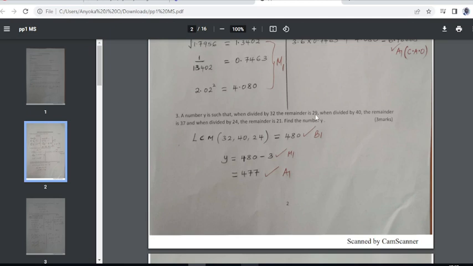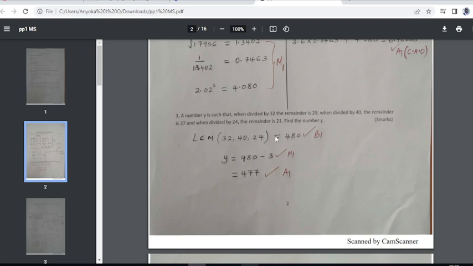What is the difference between the two? 32 and 29, 3. When divided by 40, the remainder is 37. The difference between the two, 40 and 37, is 3. When divided by 24, the remainder is 21. The difference between the two is 3. So find the number y.